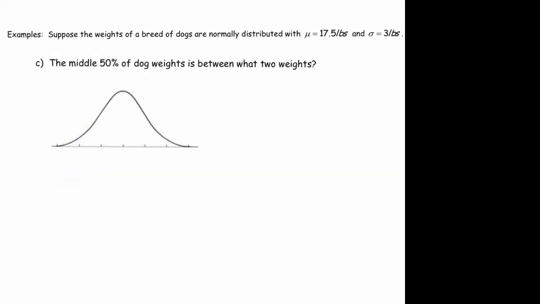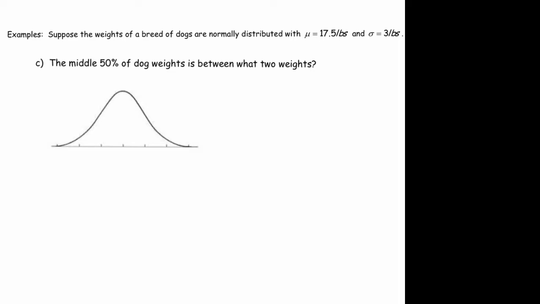Here's one more example of using the inverse norm button on the calculator. Same context involving our breed of dogs. Now, this one's a little more applied, because here we're told that, again, same distribution of dogs, the mean of the weight of this breed of dog is 17.5 pounds. The standard deviation is 3 pounds. This says the middle 50% of dog weights is between what two weights?